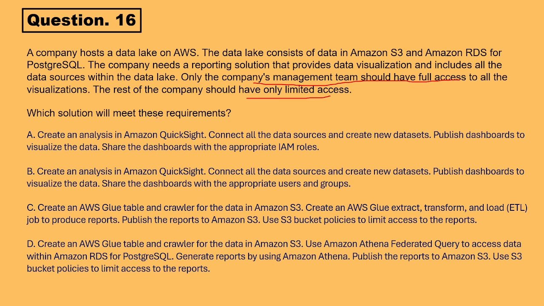Now let me reveal the correct answer. The correct answer here will be option B. Create an analysis in Amazon QuickSight, connect all data sources and create new data sets, publish the dashboard to visualize data, and share the dashboards with appropriate users and groups. This one is correct because Amazon QuickSight's sharing mechanism is based on users and groups, not on IAM roles. IAM roles are used for granting permissions to AWS resources, but they are not directly used for sharing QuickSight dashboards. So option B is correct here.